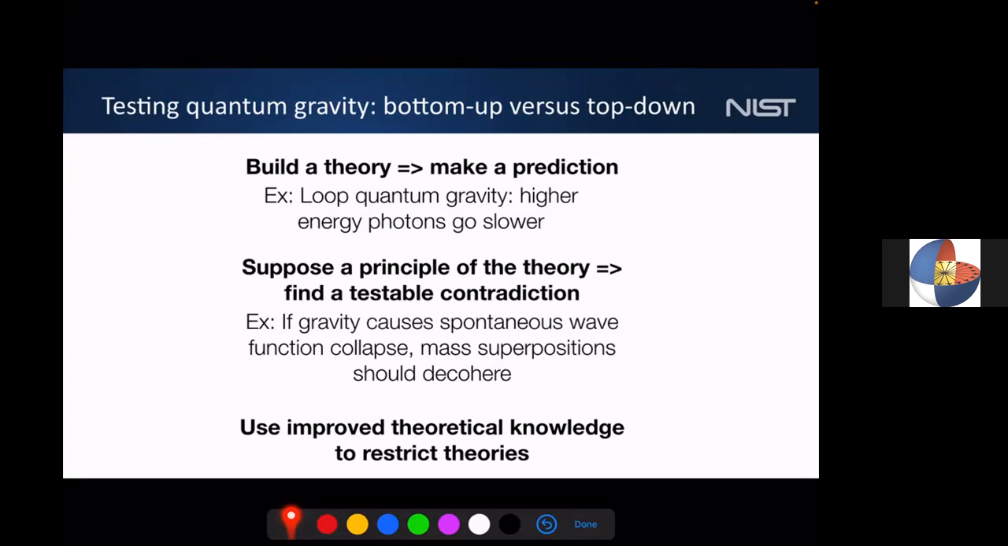So for example, we don't know whether gravity would cause spontaneous wave function collapse, but if it did, a massive superposition should decohere. And so you could look for such decoherence. And if you don't find it, you would say, well, perhaps the spontaneous wave function collapse needs to go away. In either case, you can use improving theoretical knowledge to restrict theories, which then improves both of these types of tests.